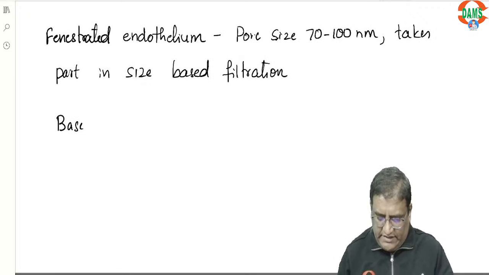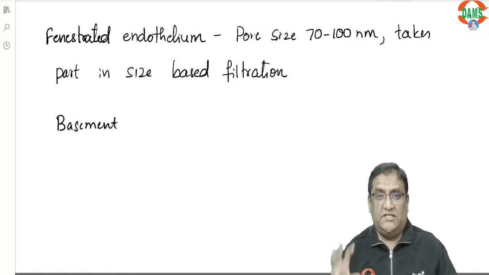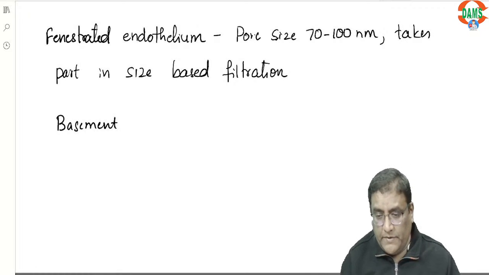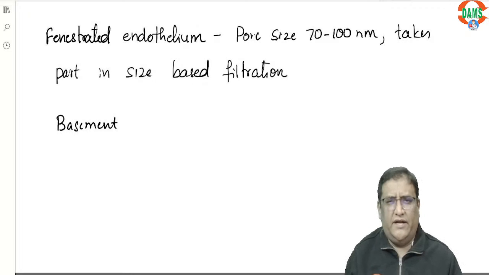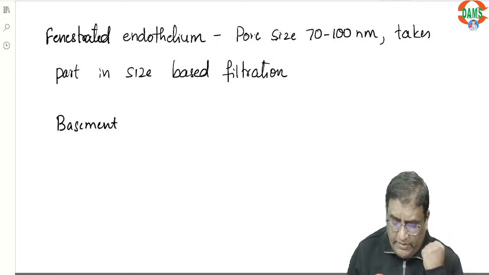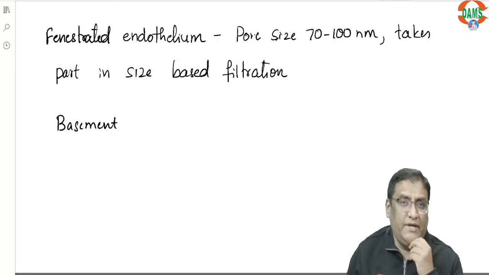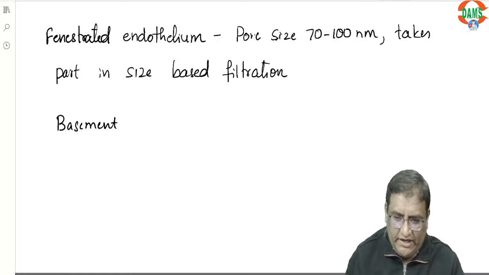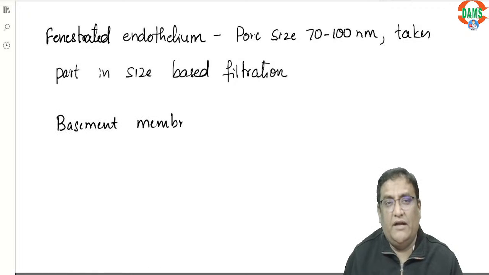This takes part in size based filtration. What do you mean by size based filtration? Already we discussed, anything that is larger will not get filtered. Any basement membrane will have lamina densa like that. So size based filtration is by the fenestrated endothelium.